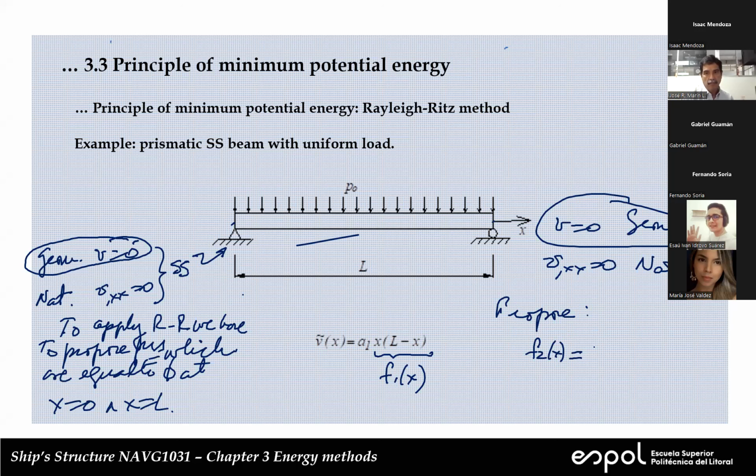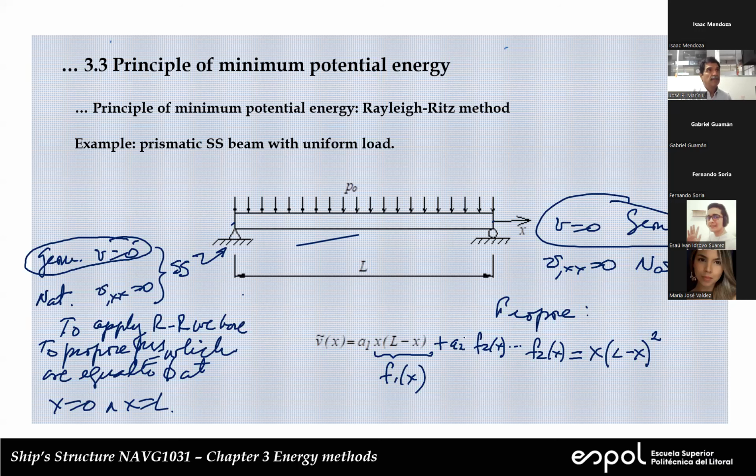Maybe X times (L minus X) squared. Yeah, exactly. So that means that at 0 it's going to be 0, at L it's going to be 0. So what we can do here is just add A2 multiplied by F2. And we can go on. Okay? We can go on.